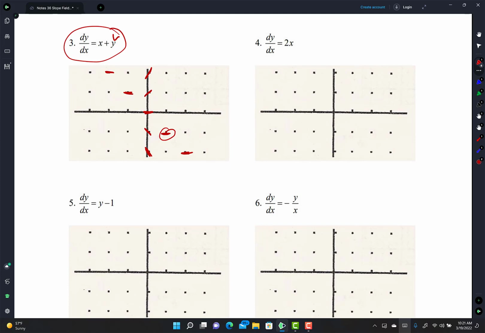And then I start thinking about this line here. Well, I still have to do the x-axis. Let me do the x-axis before I do that next line. All right, x-axis. I'm at 1, 0, so that has to be a slope of 1. 2, 0, slope of 2. 3, 0, slope of 3. -1, 0, slope of -1. -2, 0, slope of -2. -3, 0, slope of -3.